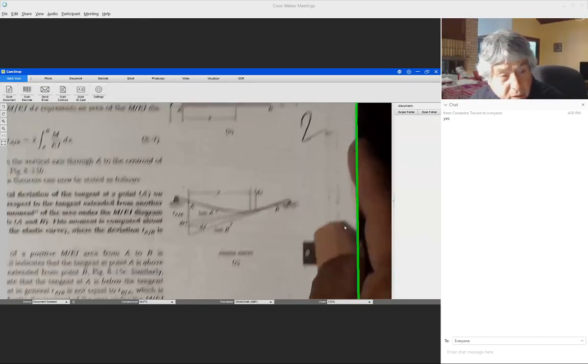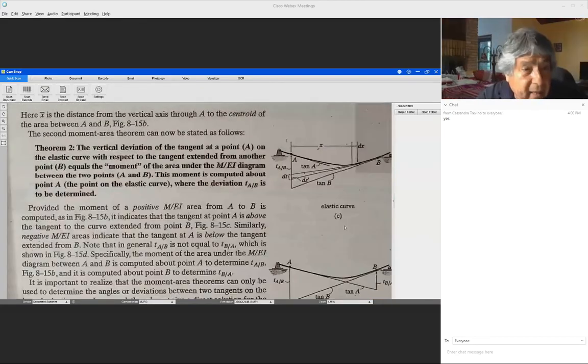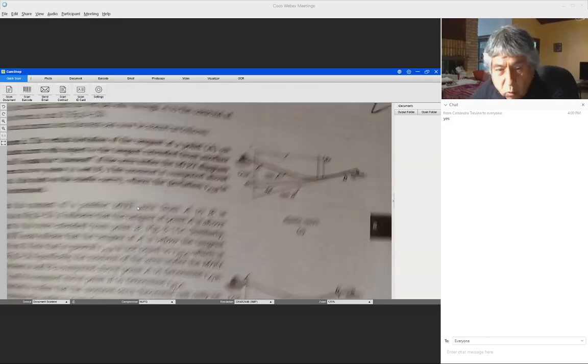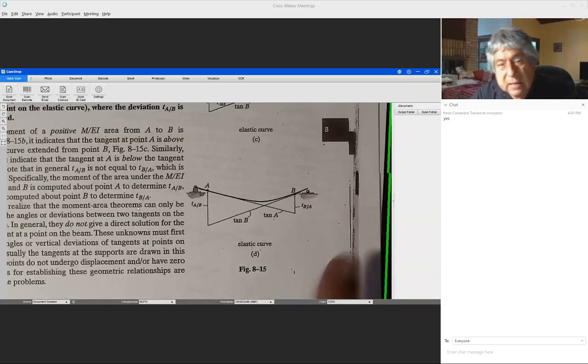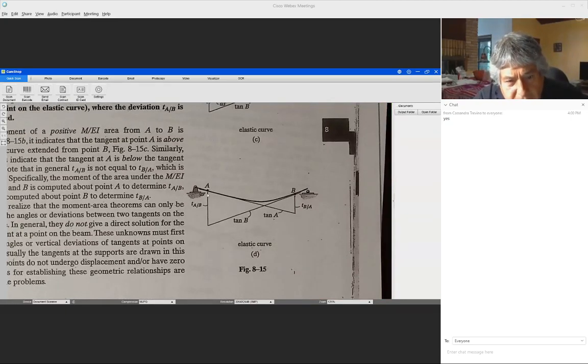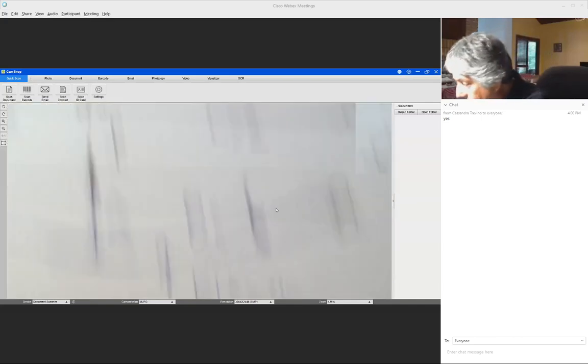And the tangential deviation, they're saying, is equal to the moment of the area under the M over EI diagram between the two points, point A and B, and the moment is computed about the point A, the point on the elastic curve where the deviation TAB is to be determined. So if you want to find this distance, you need to apply moment about point A. If you want to find this distance, you need to apply moment about B. And this is what I'm going to show you with an example.